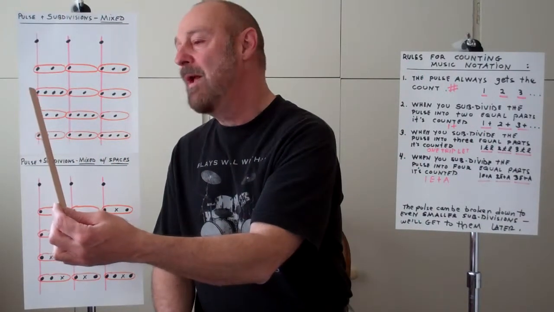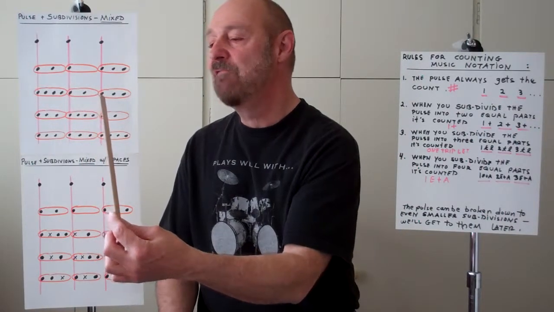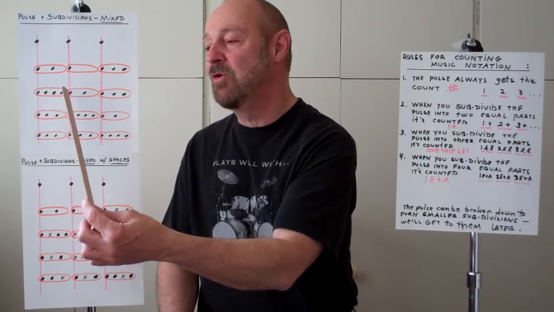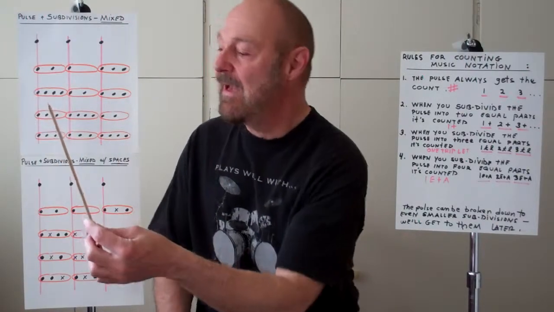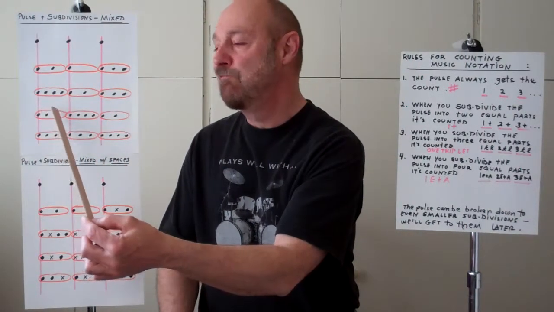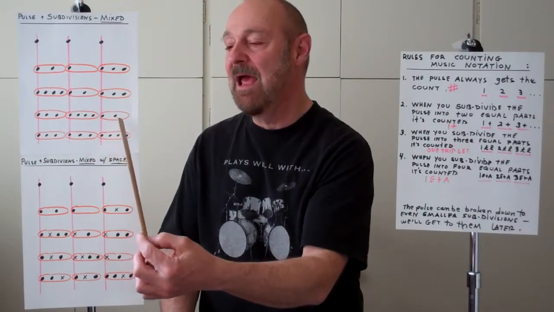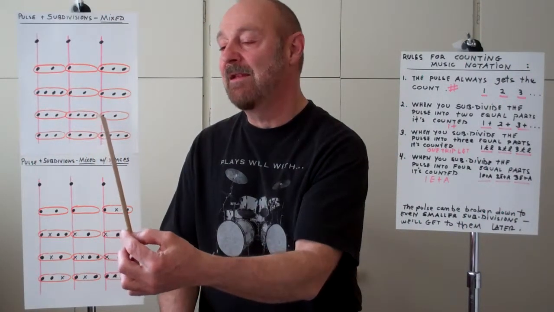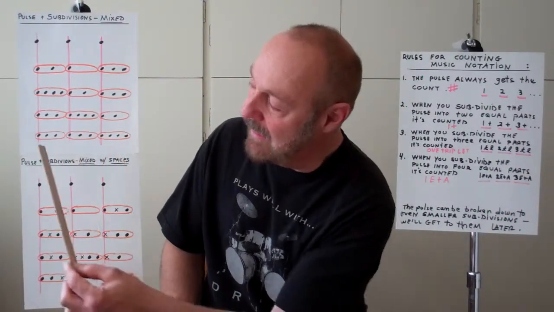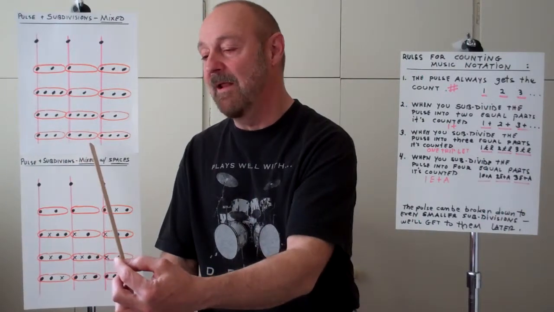So we have 1 E and 2 and 3 triplet. 1 E and 2 and 3 triplet. This line here, 1 triplet, 2 E and 3 and, 1 triplet, 2 E and 3 and. Last line, 1 triplet, 2 triplet, 3 E and, 1 triplet, 2 triplet, 3 E and, and so forth.